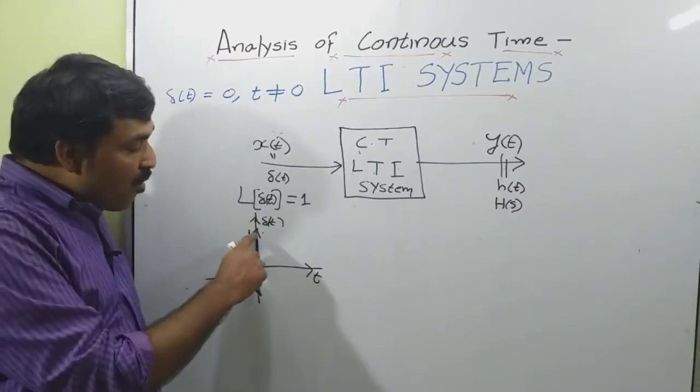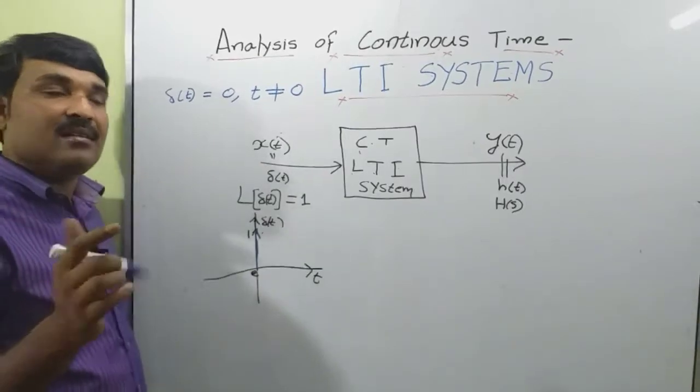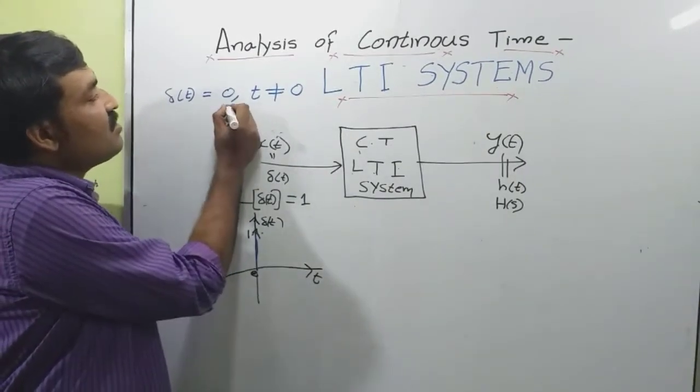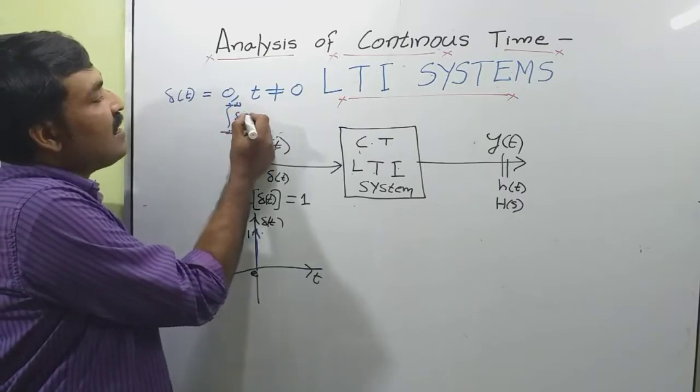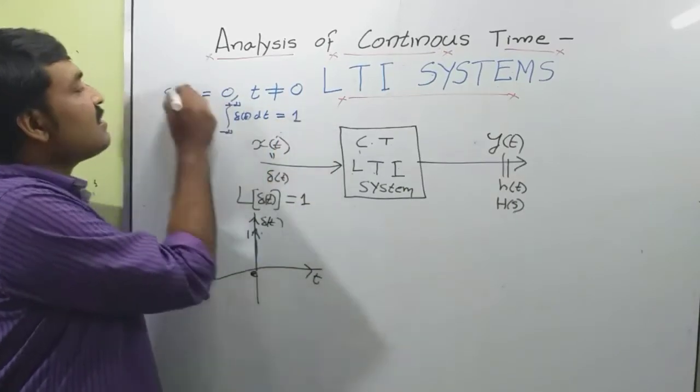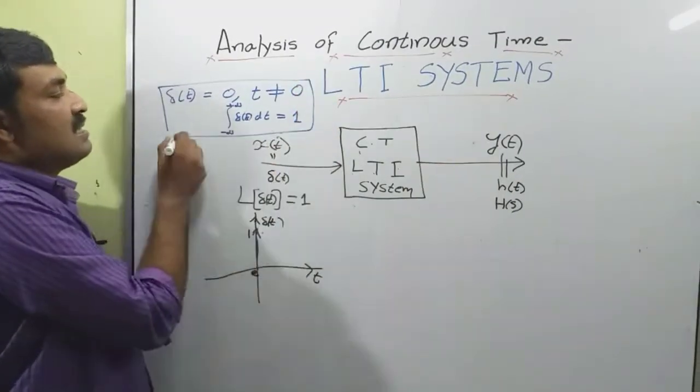That is the area of this line. That is 1. That means the integral from minus infinity to plus infinity of δ(t) dt is equal to 1. This is the definition of an impulse signal.